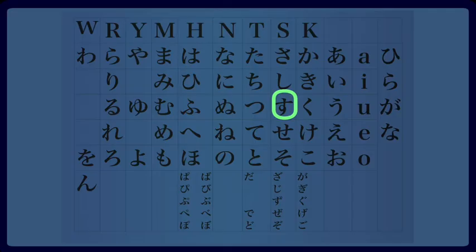Su. Down the column a bit further, S and the E would become se. Se. And at the bottom of the S column, we have S with the O sound, so.